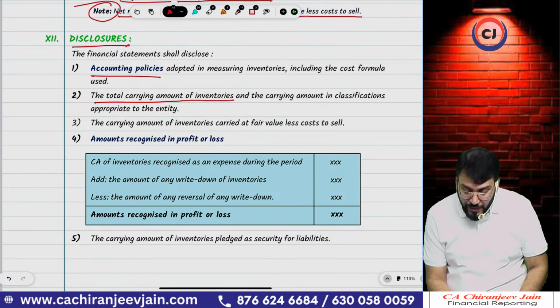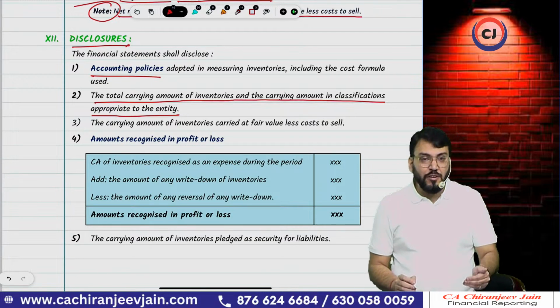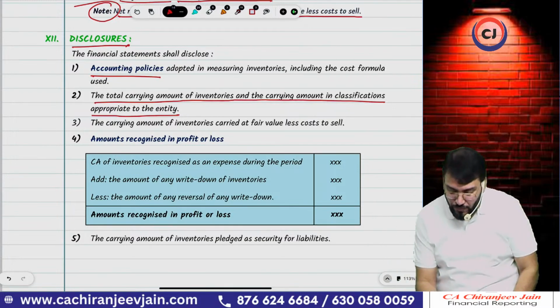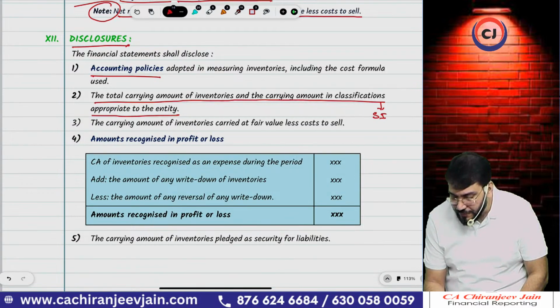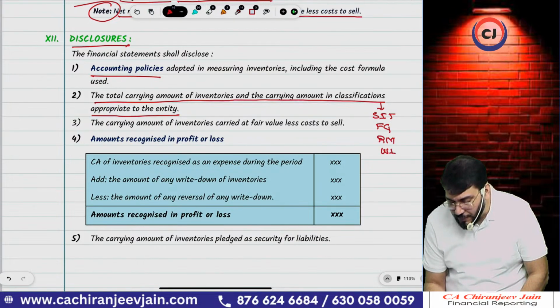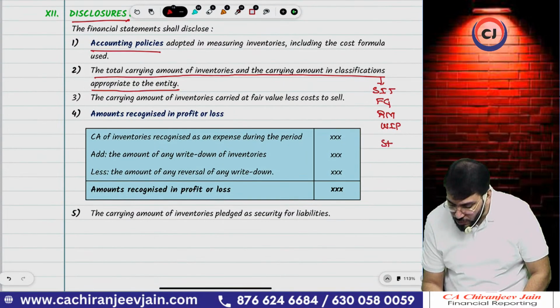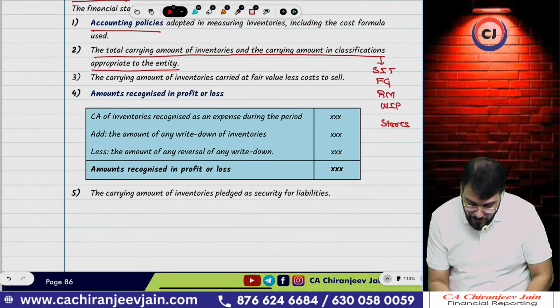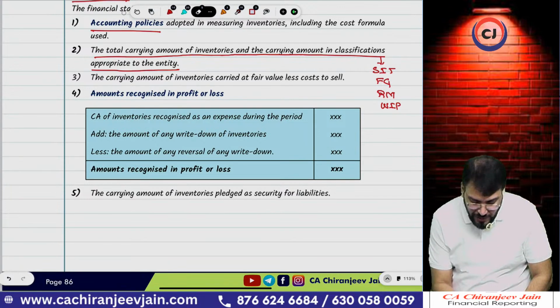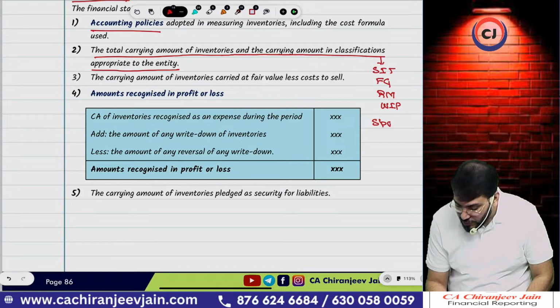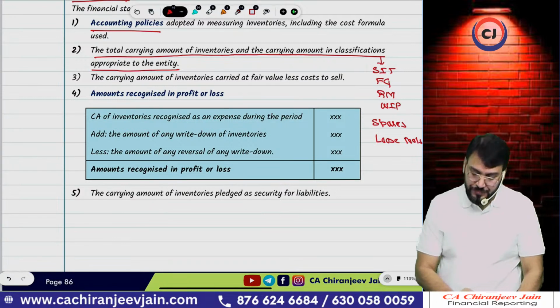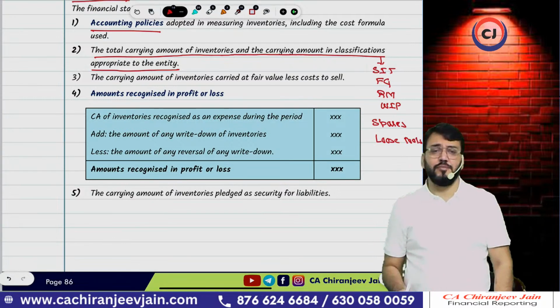The total carrying amount of inventories and the carrying amount in the classification appropriate to that entity. So we need to find out the total carrying amount, but classification wise. Classification wise means what? Stock in trade separately, finished goods separately, raw materials separately, WIP separately, stores separately. And stores are better called spares. Stores and spares, if you want to write one item, I'm writing spares. Spares separately and loose tools separately. These are the common classifications.